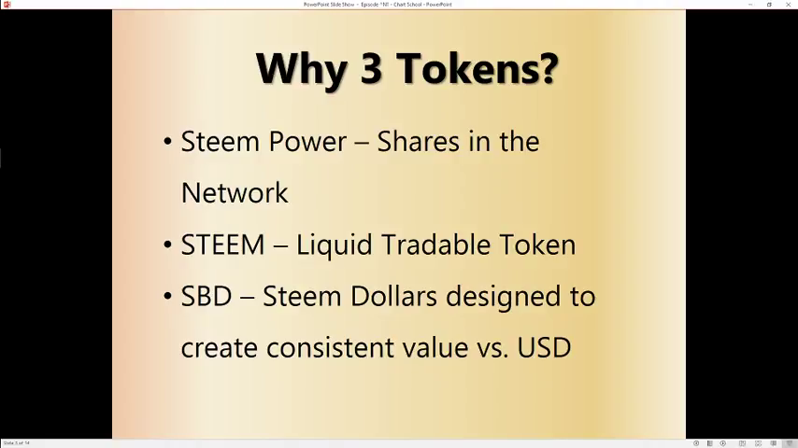Steam is the liquid tradable token that you can take to another exchange and convert for dollars or anything else. It can also be converted into Steam Power. And then Steam dollars are also a liquid token, but they were designed to give constant feedback to the network of how much everything is worth, because they're supposed to be tied directly to, worth about $1, right? So Steam is supposed to fluctuate on the open market. Steam dollars are supposed to be pegged to the dollar.